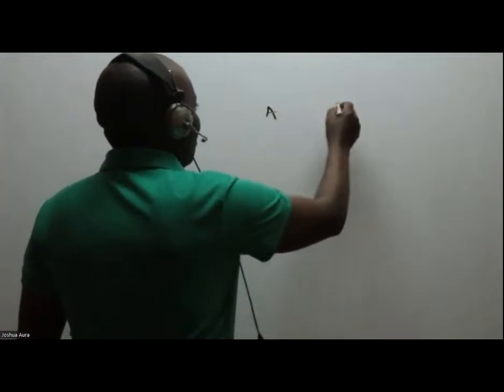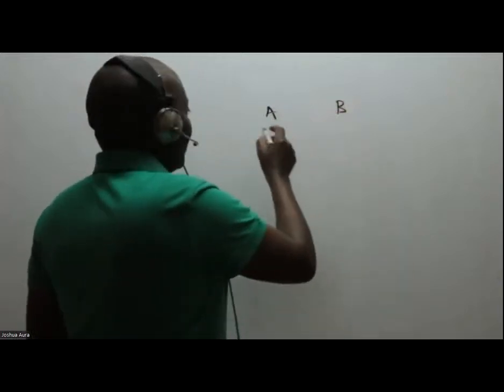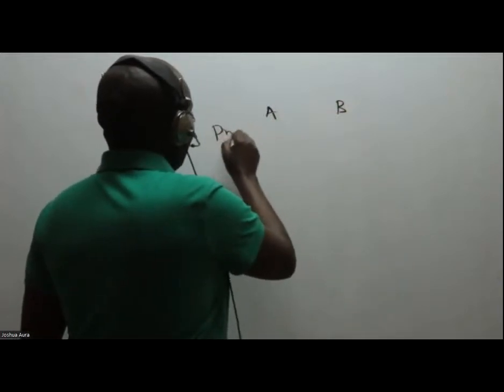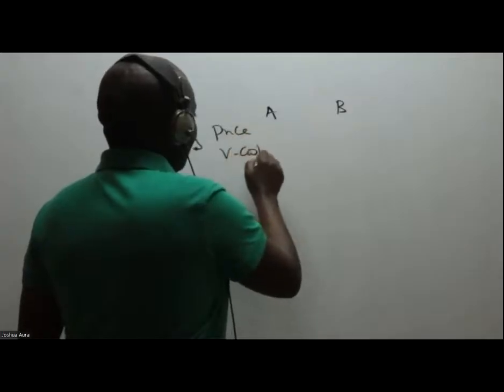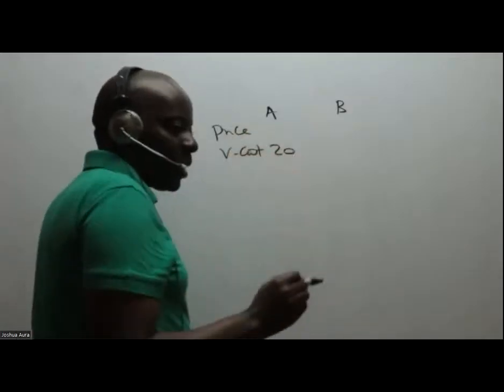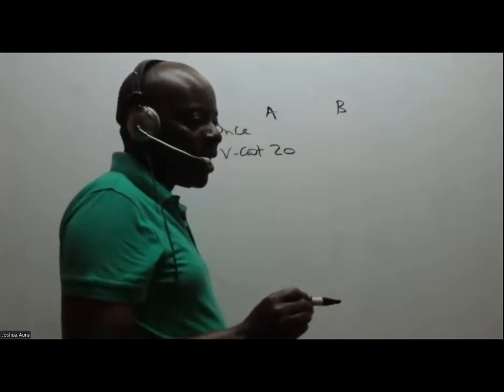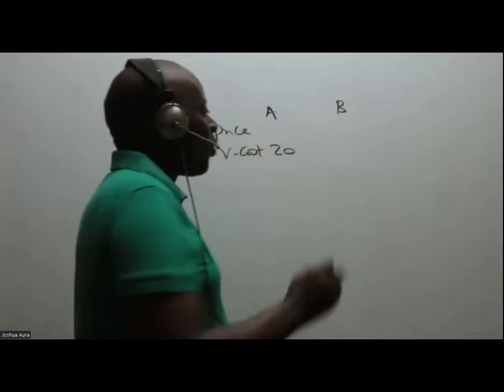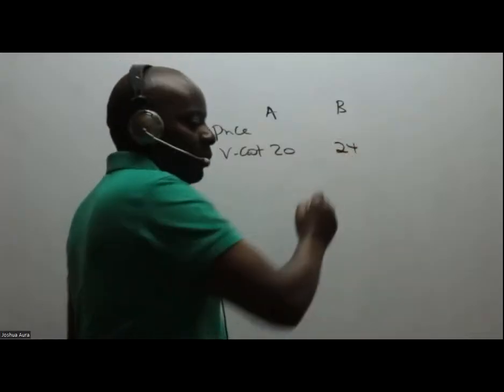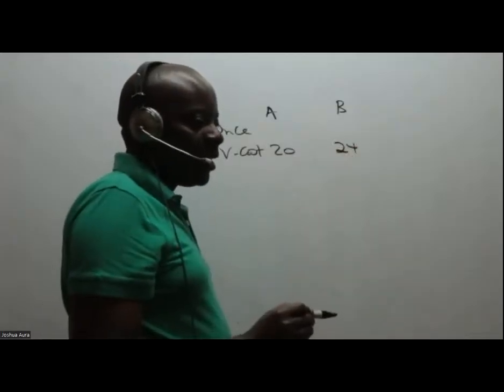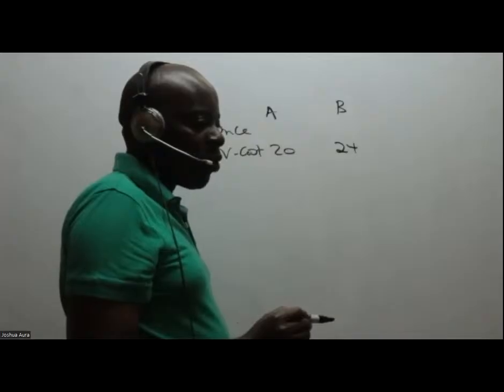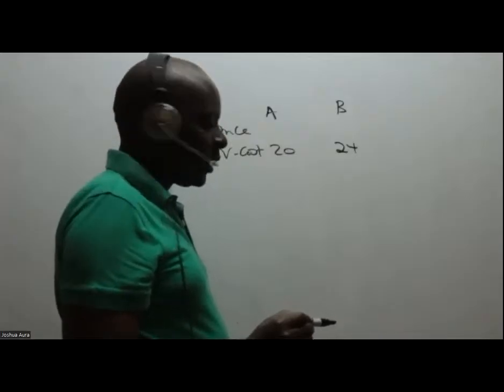So we have product A, we have product B. For product A, they have given us the price and the variable cost. My students have been able to get it. For A, we have 20. How about the variable cost for B? They are saying it is 24 for B. I suppose we want to imply that the variable cost of B is 24. Right. Thank you very much.